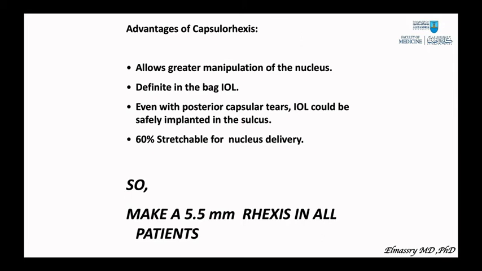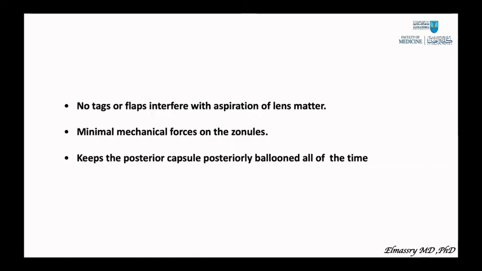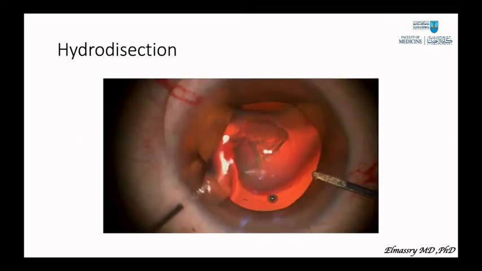Capsulorhexis has many advantages. It allows greater manipulation of the nucleus with a definite in-the-bag IOL. Even with posterior capsular tears, the IOL could be safely implanted in the sulcus, and it is 60% stretchable for nucleus delivery, even in extracapsular cataract extraction. So all of the time, make it a 5.5 mm rhexis in all patients. There are no tags or flaps that interfere with aspiration of the lens matter, so you can be dead sure that the lens matter is totally cleared with minimum mechanical force on the zonules, and it keeps the posterior capsule posteriorly ballooned all of the time.